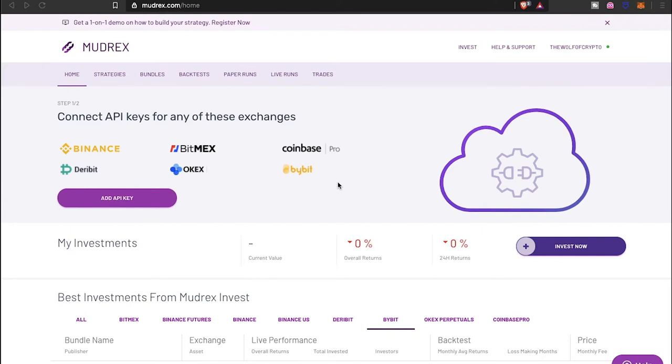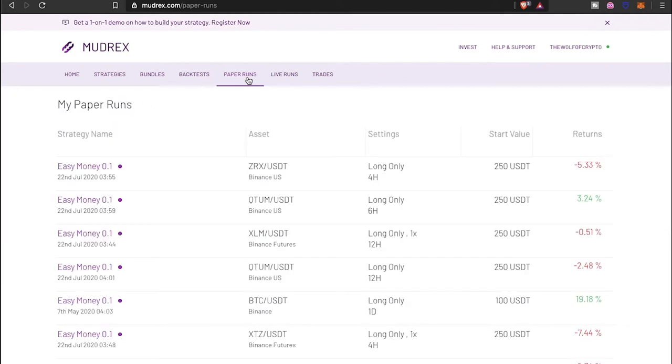Got a whole lot more backtests going, a lot more paper runs going. Definitely going to be trying to make a successful one for Bybit, because your boy just got an account on Bybit. Stay tuned, be on the lookout for that video, but let's go ahead and look at these paper runs that I got going right now.